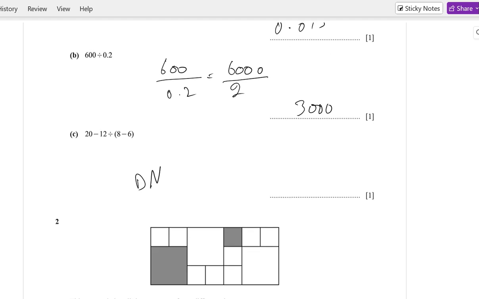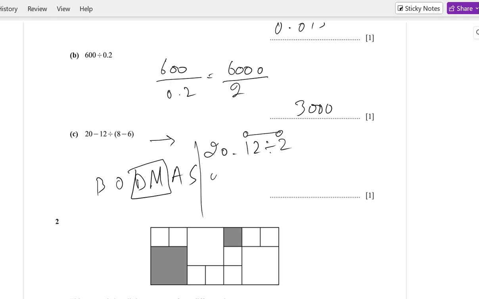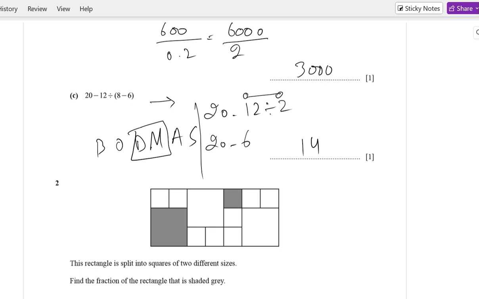We have to keep in mind that division and multiplication need to be dealt with first, and before that, the bracket obviously. So 20 minus 12 divided by 2. This portion will be dealt with first. 20 minus 6. 14 would be your answer.